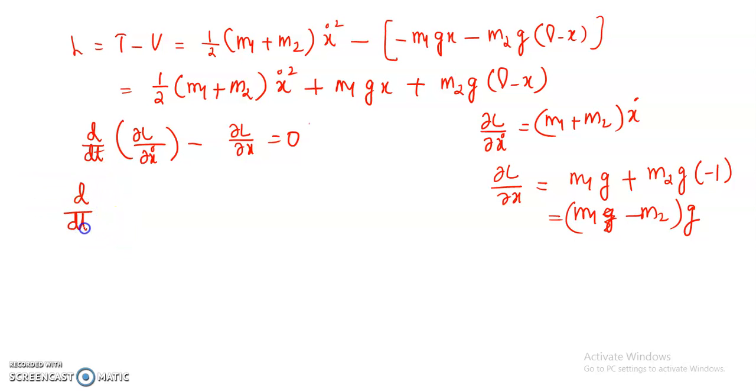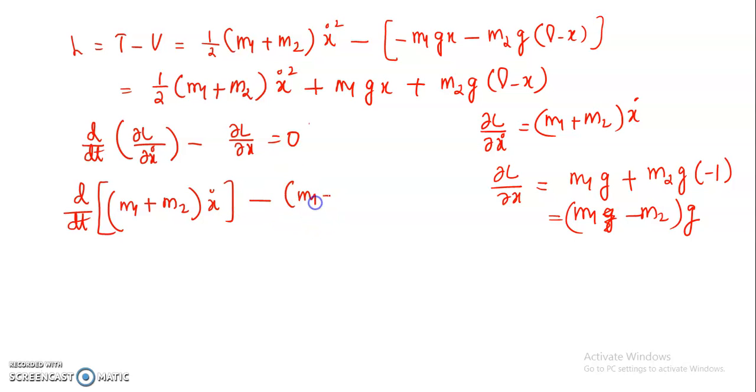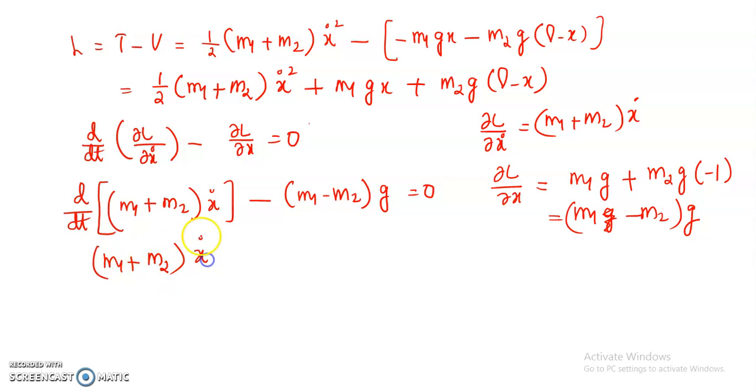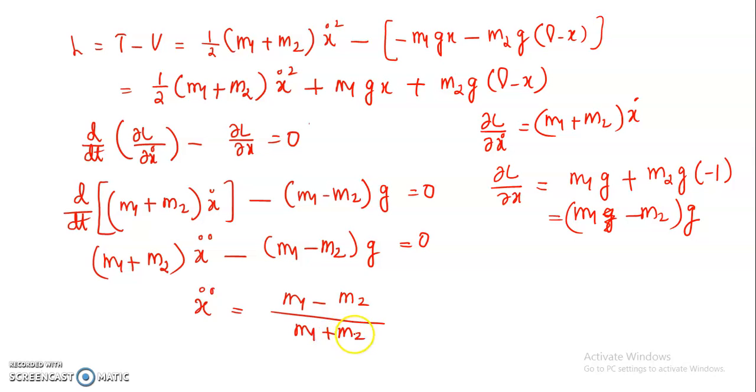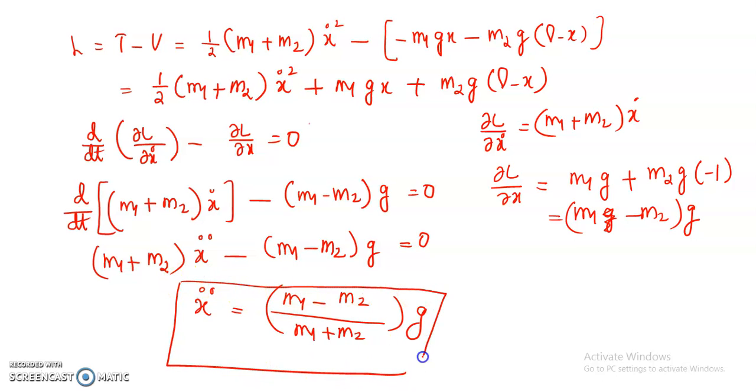Now we can make substitutions. That is, d by dt of dou L by dou x dot is m1 plus m2 into x double dot, minus dou L by dou x, which is m1 minus m2 into g, equal to 0. Or m1 plus m2 into x double dot minus m1 minus m2 into g equal to 0, or x double dot equals m1 minus m2 divided by m1 plus m2 into g. This is the required equation of motion of an Atwood's machine.